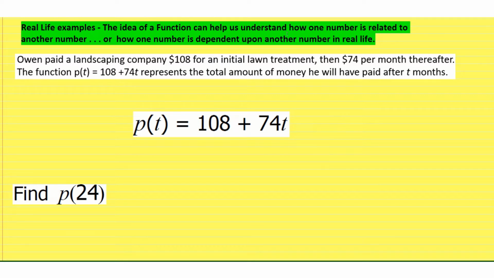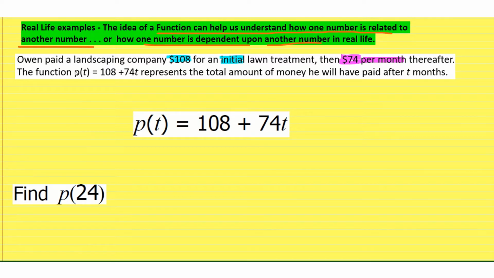So the first thing we want to think about is the relationship between the two numbers. If you notice up here, the function can help us understand how one number is related to another number, or how one number is dependent upon another number in real life. Our word problem says that Owen paid a landscaping company $108 for an initial lawn treatment. And then it also tells us that he paid $74 per month thereafter. So we need to understand what these different numbers mean with respect to the function they've given us.